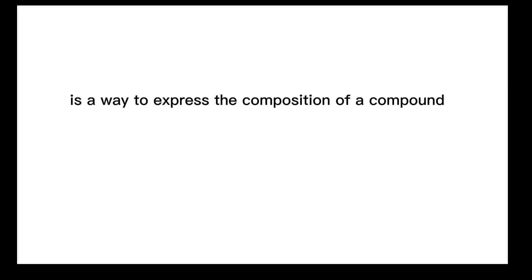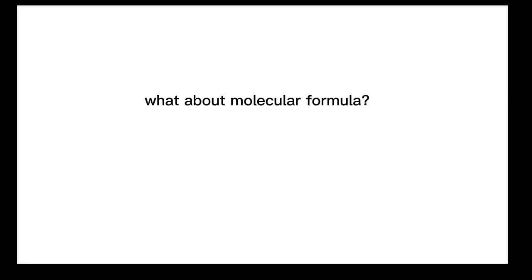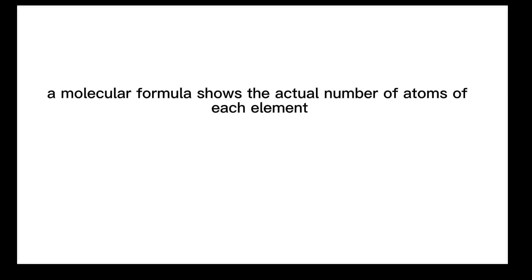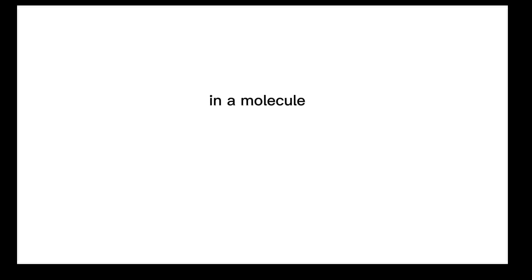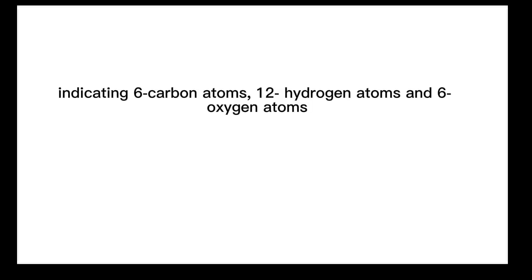compound. It is a way to express the composition of a compound using the smallest possible integers, showing the proportion of elements present. What about molecular formula? A molecular formula shows the actual number of atoms of each element in a molecule. Example: glucose has a molecular formula of C6H12O6, indicating 6 carbon, 12 hydrogen, and 6 oxygen atoms.